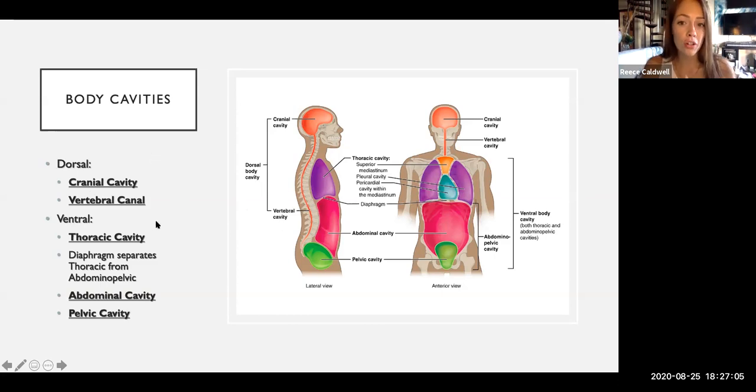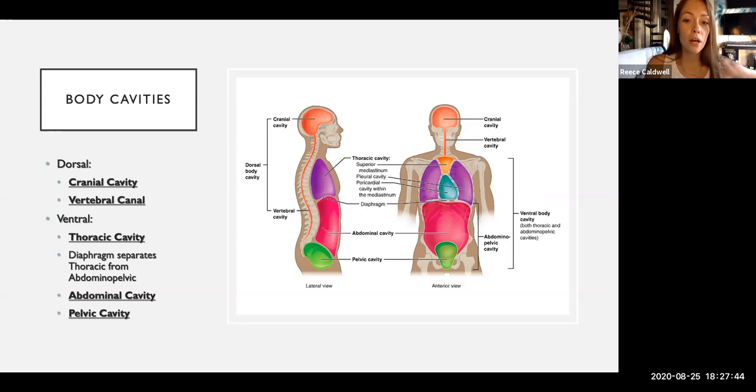Then we have the ventral cavities, so the front cavities. So first we have the thoracic cavity. This is our chest cavity. You really need to know that. It comes up a lot. It comes up in skeletal, muscular, respiratory, all of those. So definitely want to know that thoracic is your chest. Thoracic, chest. Inside the thoracic cavity, you don't need to write this down, just to picture things, are your lungs, your heart, your trachea, your esophagus, all those things right here in the chest.